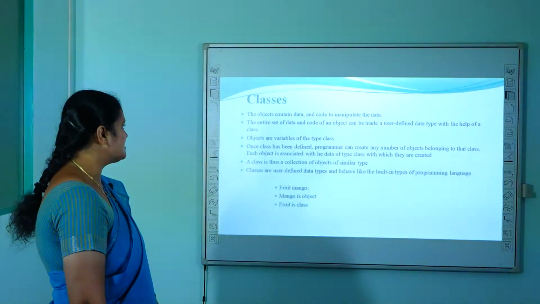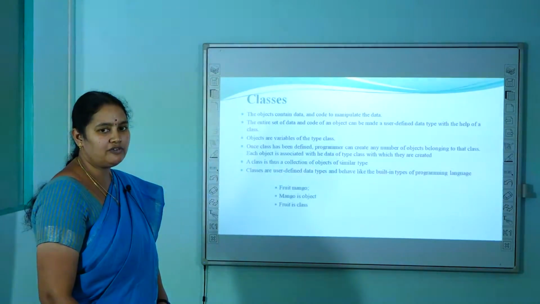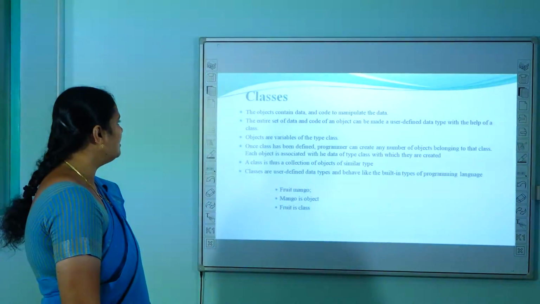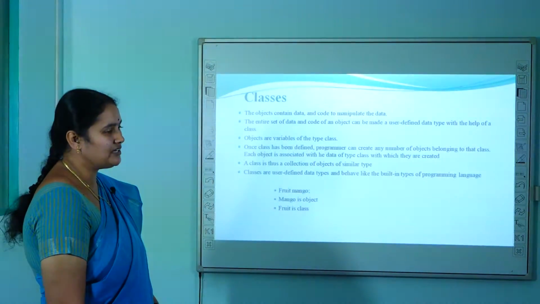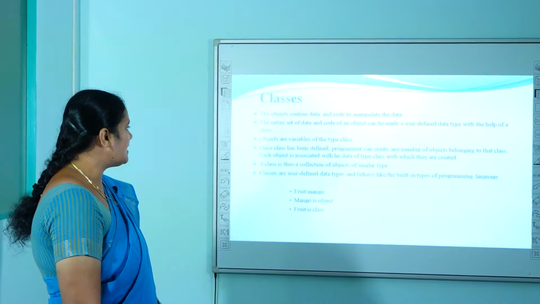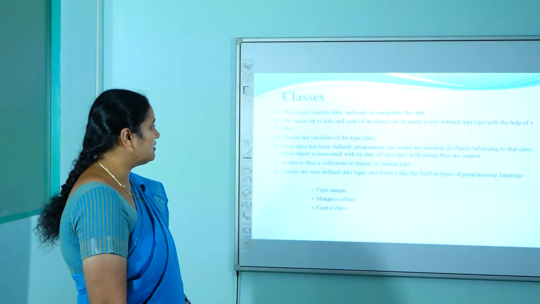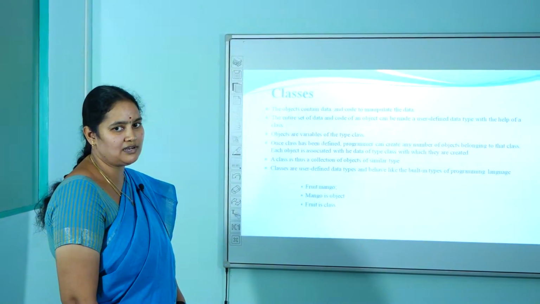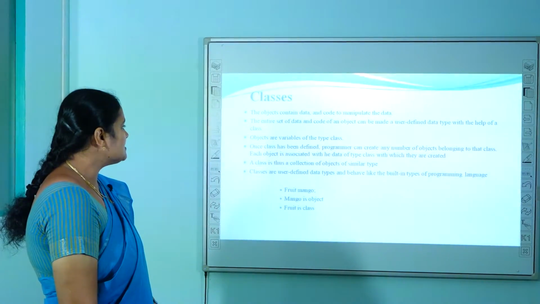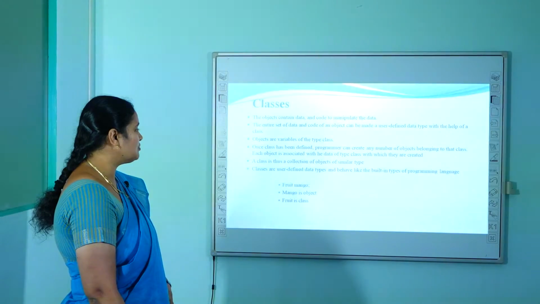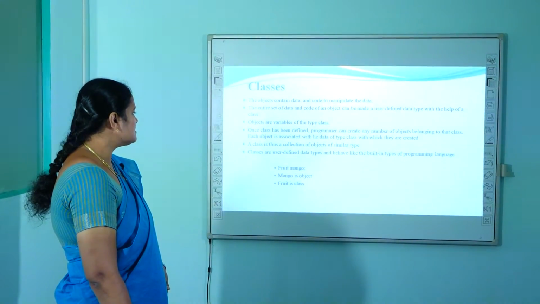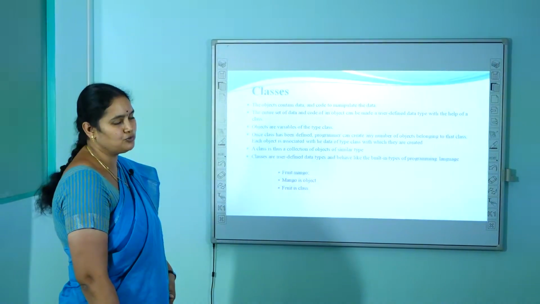Next we come to classes. Classes are like the body of a human, because here we design the data and the code to manipulate the data, and objects are the variables of the type class. These classes are invoked with the help of the objects, and once a class has been defined, we can create any number of objects to invoke the class. A class can contain many objects. A class is a collection of objects of similar type. Only similar type objects can invoke the class. For example, in fruit mango, mango is an object to invoke the class fruit.